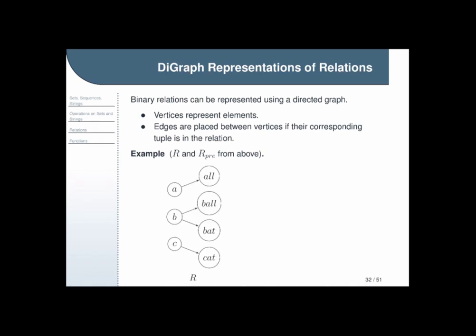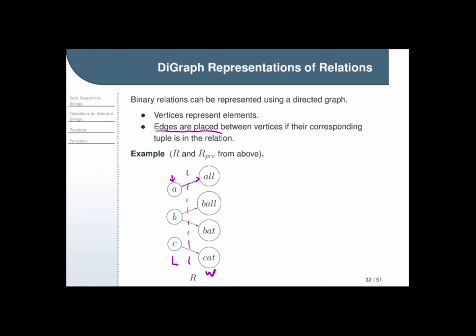The first one, our non-homogeneous relation. I have my L here and my W. And they remain kind of separate, but I still can write all of the elements of L as a vertex. This is a vertex. And then all of the elements of W get written as a vertex. And then this is the part where I place an edge. That means I draw an arrow from one thing to another if the tuple is in the relation.